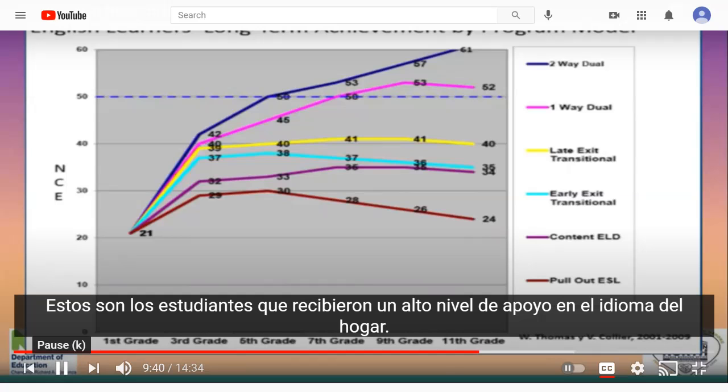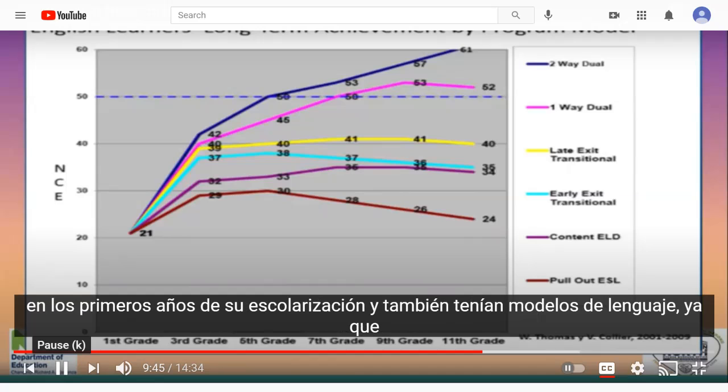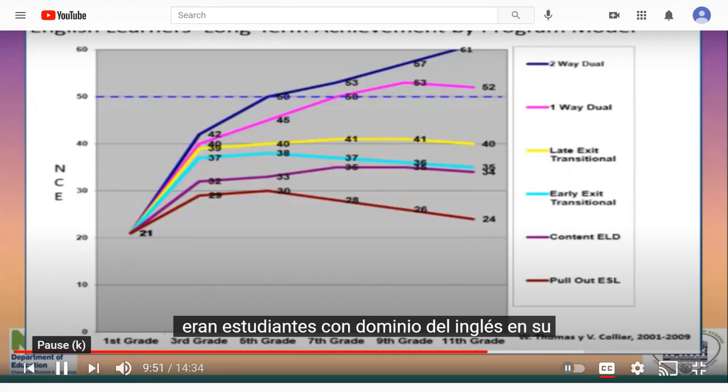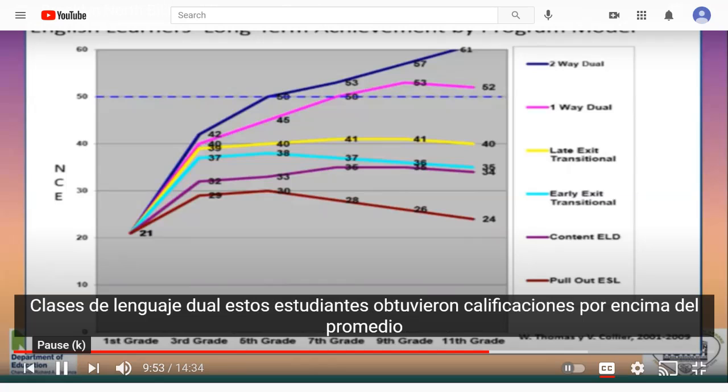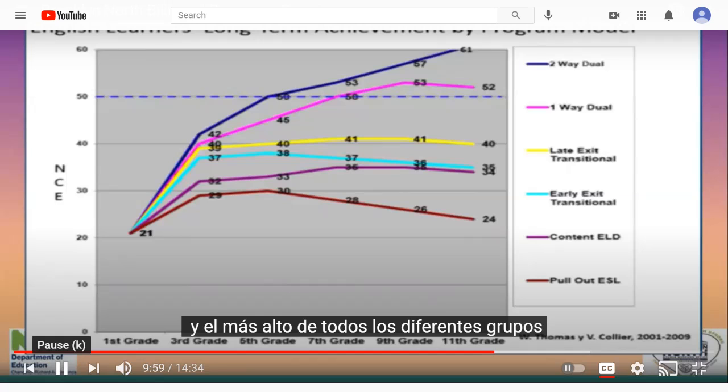These are the students who received a high level of home language support in the early years of their schooling and also had language models, as there were English proficient students in their dual language classes. These students scored above average and the highest of all of the different groups of English language learners.